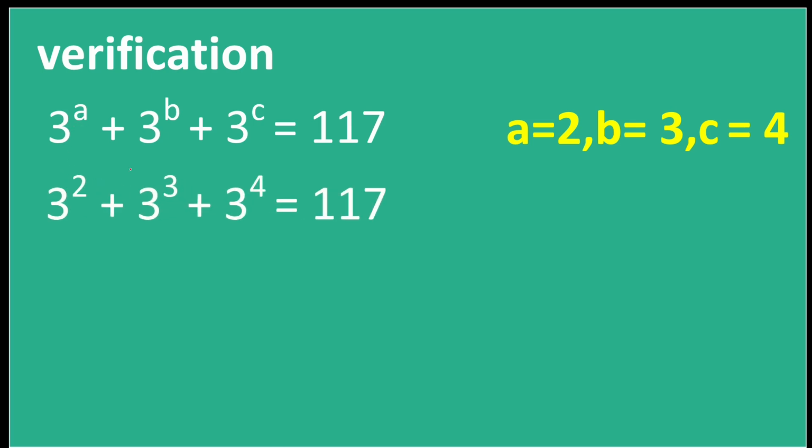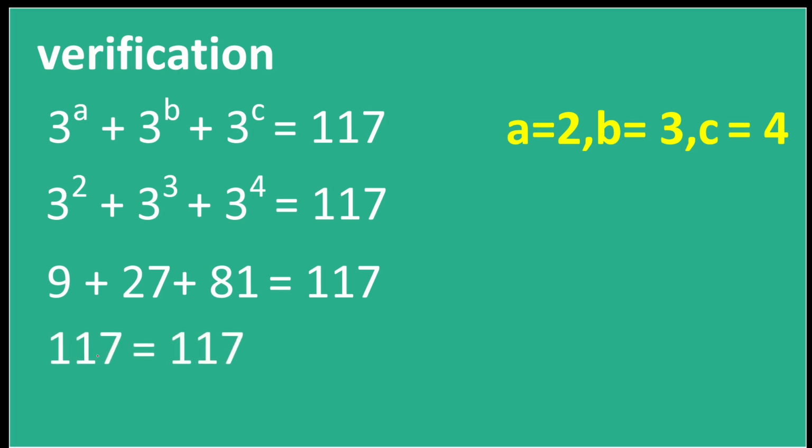We have a equal to 2, b equal to 3, and c equal to 4. Now 3 squared equals 9, 3 cubed equals 27, and 3^4 equals 81. So we will write these values. So 9 plus 27 plus 81 equals 117, and 117 equals 117. So it means that the equation is verified, and we have these values.